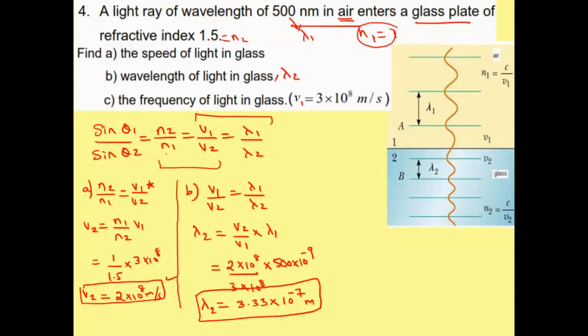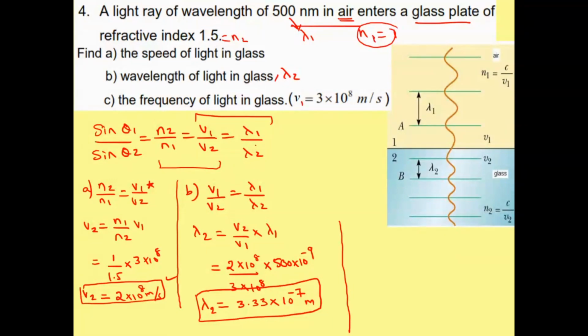If you use n2 over n1, which is equal to lambda 1 over lambda 2, again you will get the same answer. So which one will be easy for you? You can just go for that. Clear? Okay. So now we have to get the answer for the third part. What is in the third part? We are going to find what should be the frequency of the light in glass.